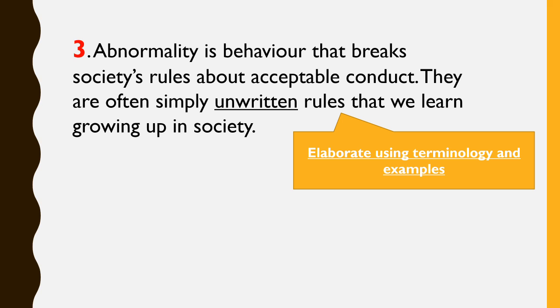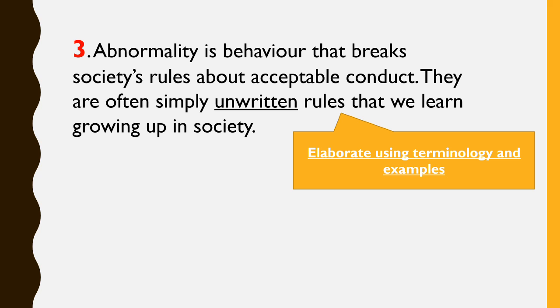So section number 3 is the elaboration, where we use terminology and examples. According to deviation from social norms, abnormality is behaviour that breaks society's rules about acceptable conduct. Now, these are often what we would call the unwritten rules of society that we learn simply by growing up within that society. So that's all we need to say at the moment, that abnormality is behaviour that breaks rules put in place by a society, and these are normally those unwritten rules. They are not laws, they are just simply the social norms that we all adhere to.